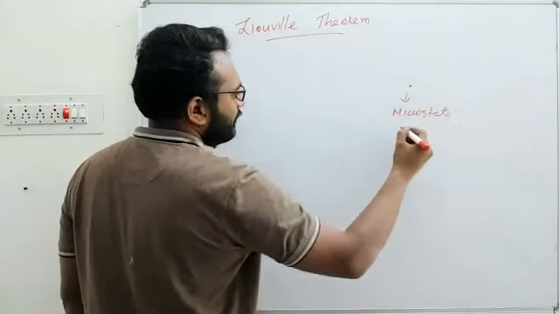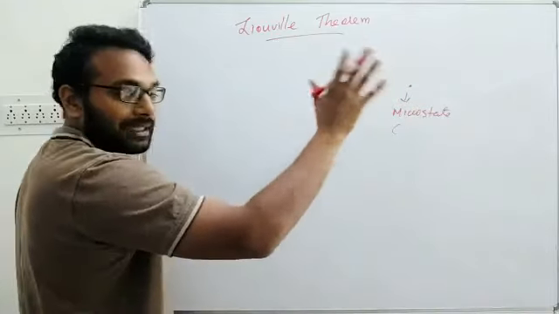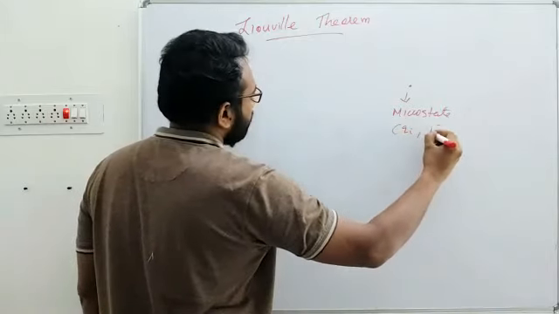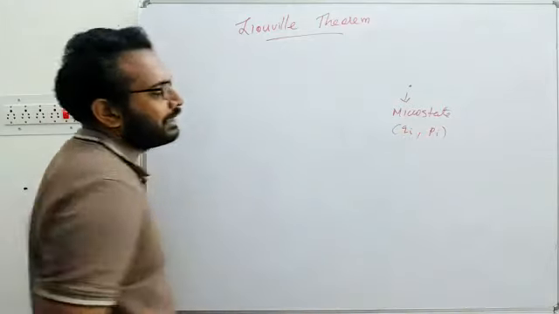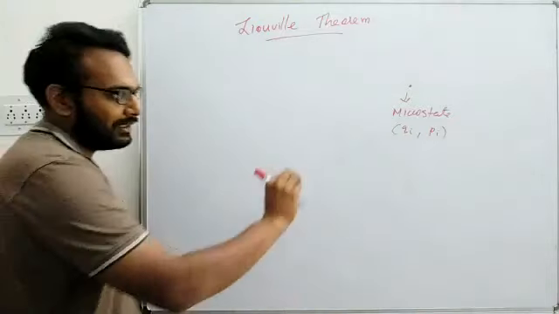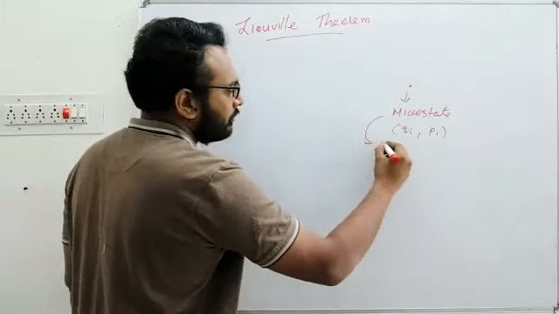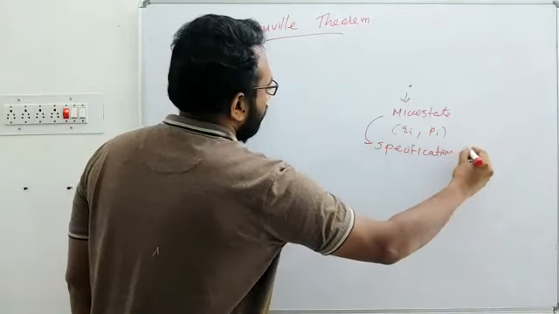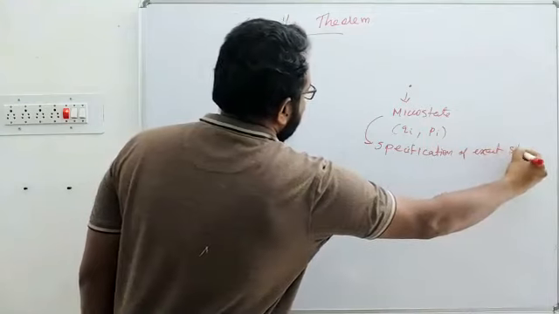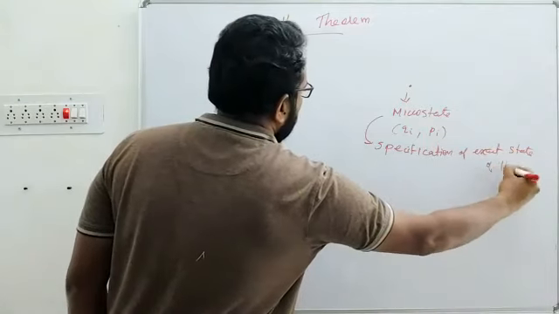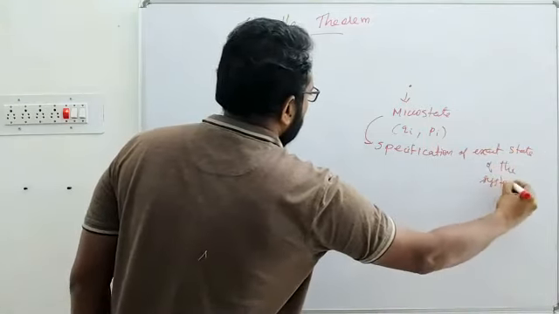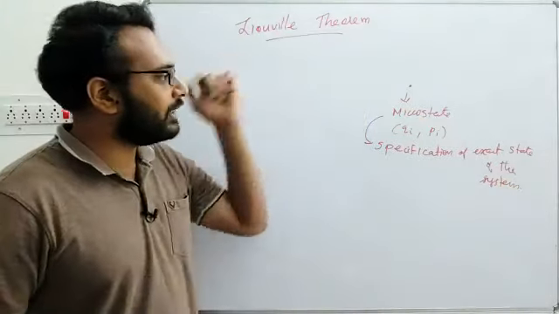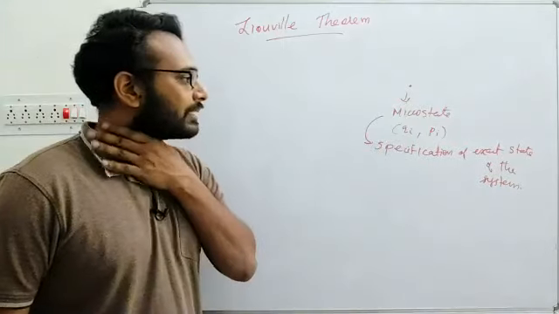Microstate. What do you mean by microstate? You take the system, whether it's a gas or a liquid, and you write down all the coordinates and the momenta, or the complete state. Microstate is just a specification of the complete, exact state of the system. This is known as the microstate, and that corresponds to one point in the corresponding 2n dimensional phase space.